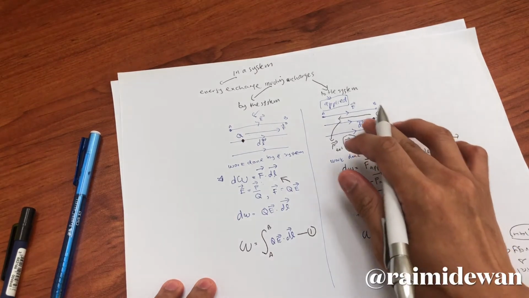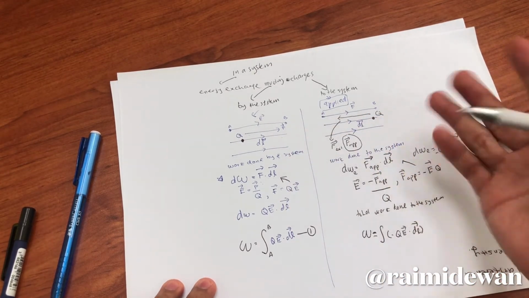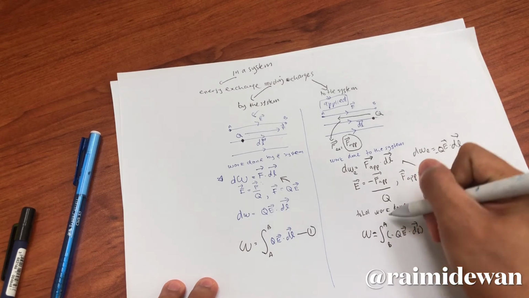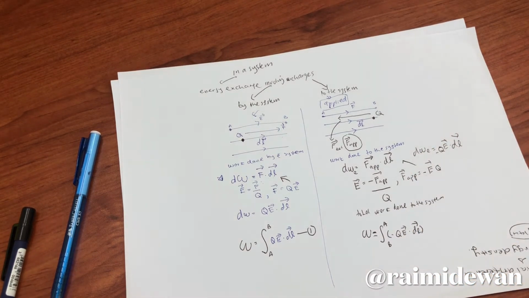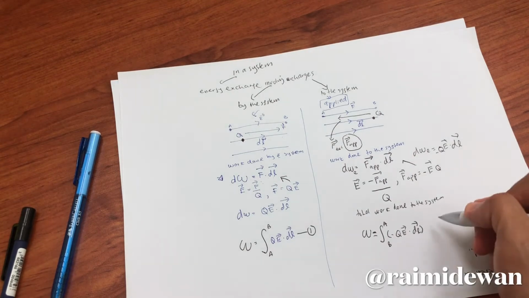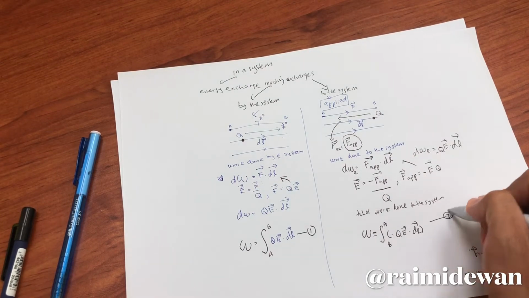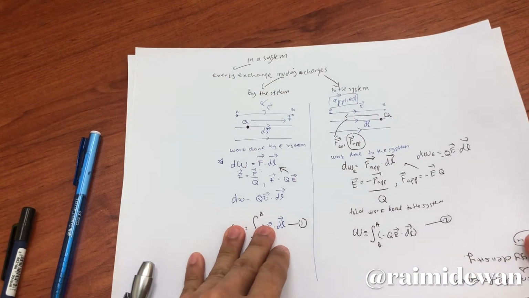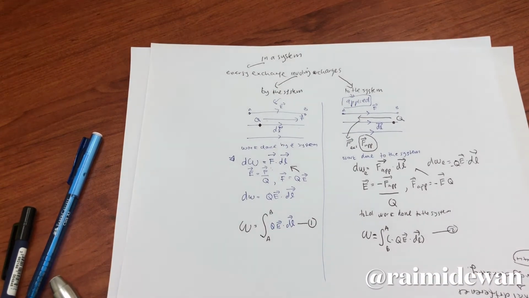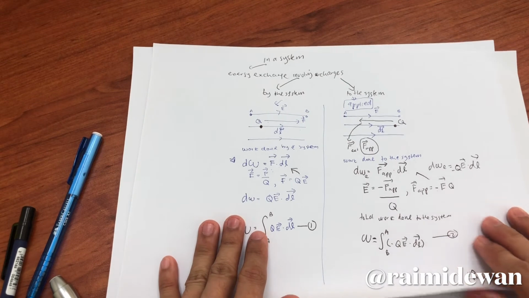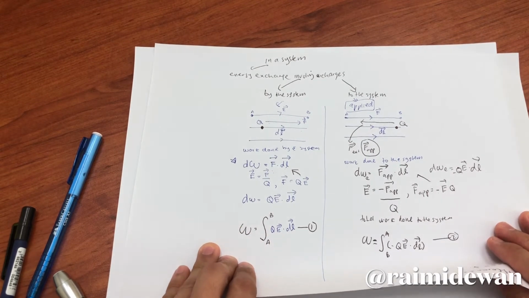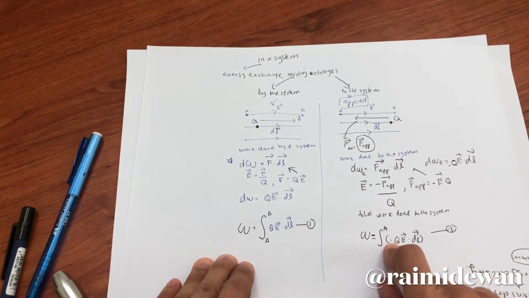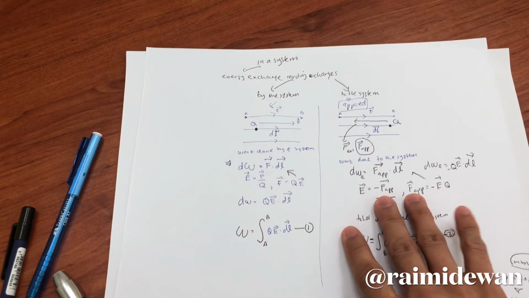In this case, the charge is moving from point B to point A. Okay, if you notice, based on equation 1 and 2, they are exactly the same. Only the direction is different. Here you have negative, and here you have a positive.